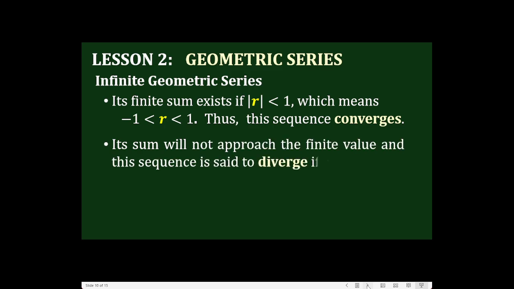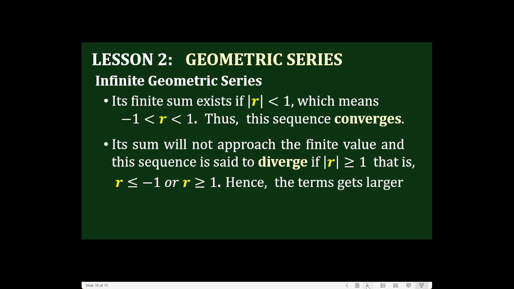Now, if its sum will not approach a finite value, the sequence is said to be diverging, meaning the absolute value of the common ratio R is greater than or equal to 1. When we say diverge, it is the opposite meaning of converge. So that is R is less than or equal to -1, or R is greater than or equal to 1. Hence, the terms get larger and larger, or oscillate without settling.